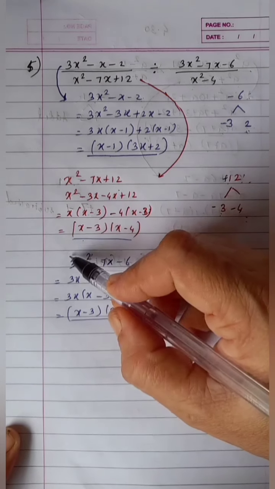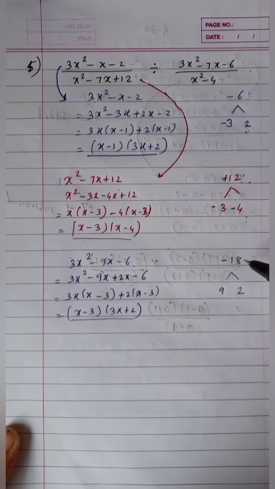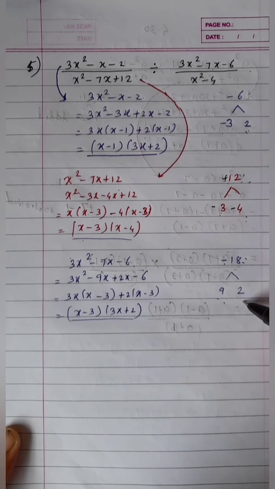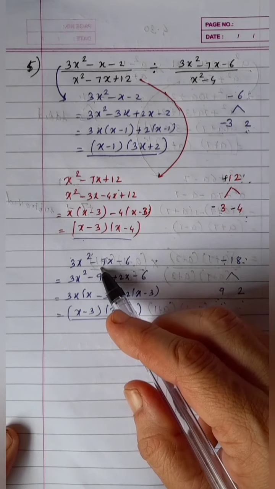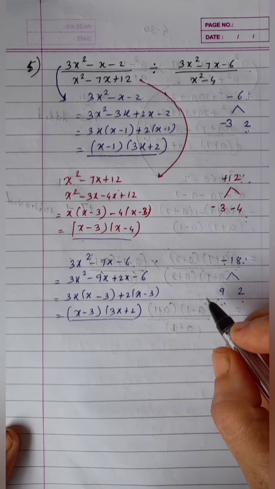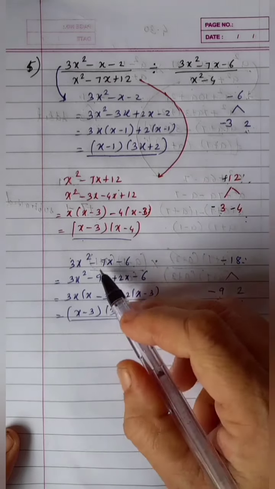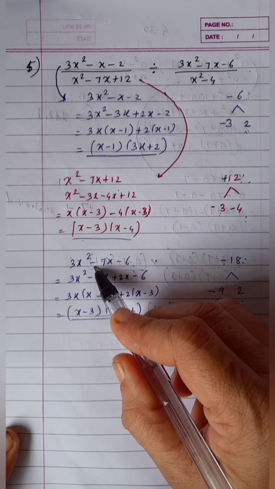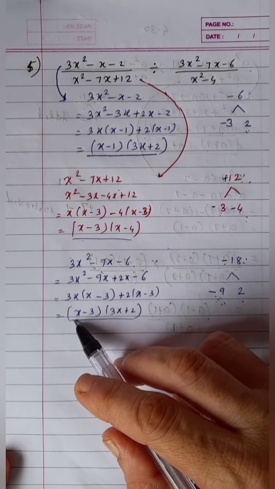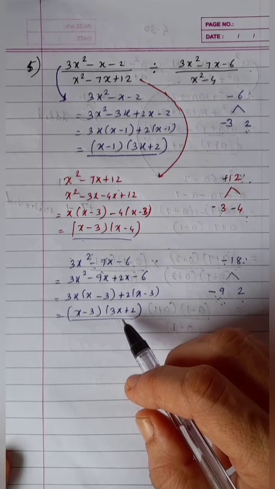Here 3 sixes are 18. So we have 3 into minus 6, so we have minus 18. Since the product is negative, as I told you, the factors are always subtracted. We find the difference of the factors. And the middle term here is 7. So the difference of 9 and 2 is 7. We put a negative sign to the bigger number. The middle term is minus 7, so I am putting minus 9 here. So I get the factors as x minus 3 into bracket 3x plus 2.